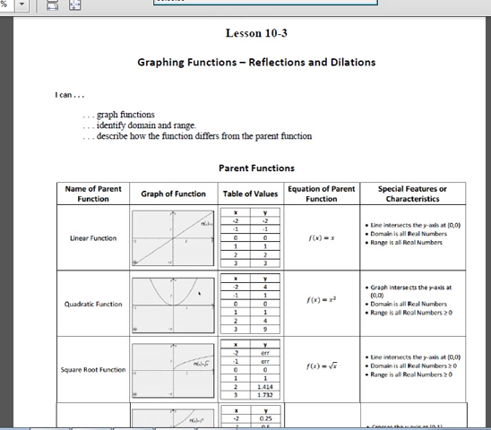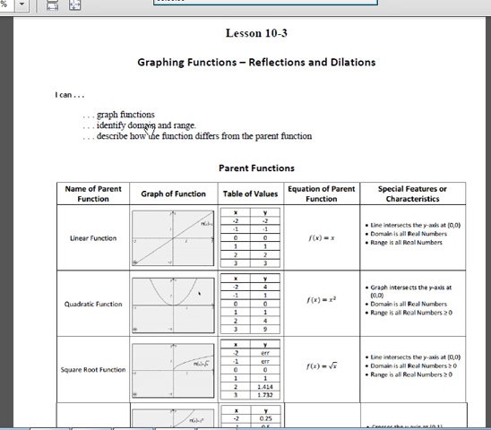These notes begin on page 15 in your notes packet. Graphing functions, reflections, and dilations. So in this lesson, you're going to see some things a little different than what we've been seeing so far in this unit when we've been doing our graphing. So let's take a look at the targets.